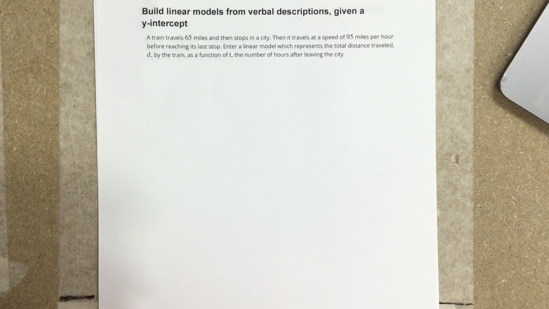Let's do a second example. In the second example, it says, a train travels 65 miles and then stops in a city. Then it travels at a speed of 95 miles per hour before reaching its last stop. Enter a linear model which represents the total distance traveled, d, by the train as a function of time, the number of hours after leaving the city.